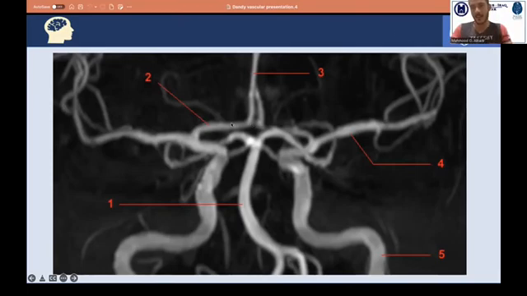Yeah, please. The anterior communicating artery, before the anterior communicating artery, there is the A1. After the anterior communicating artery, there is the A2. And after it, I believe, it's the A3. Maybe this is the A3. Yeah, correct. It could be like this or that.